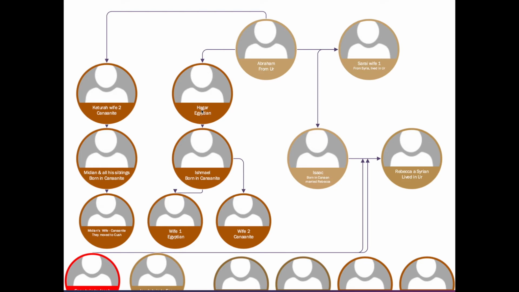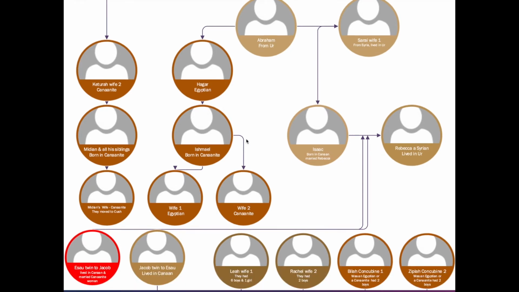Okay, now let me get into Hagar. Hagar gave Abraham one son. His name is Ishmael. Ishmael took himself 2 wives. One Egyptian wife, second wife a Canaanite wife. Back to Abraham and Sarah. Abraham and Sarah, they had one son. His name is Isaac. Isaac married a woman by the name of Rebecca.